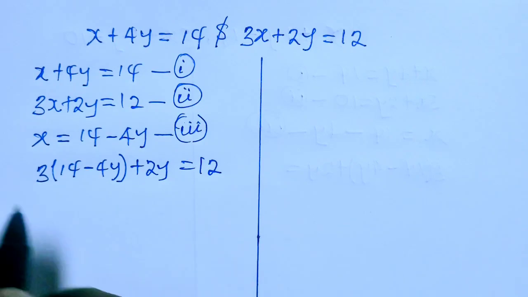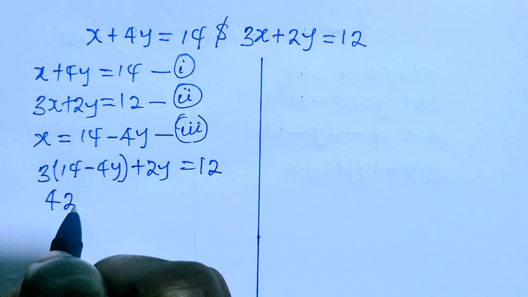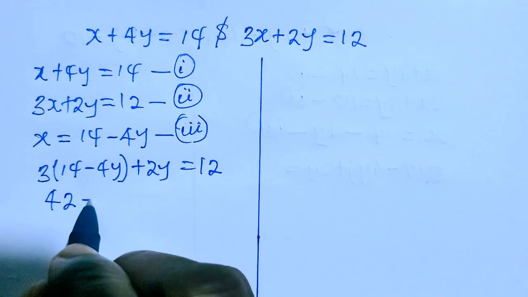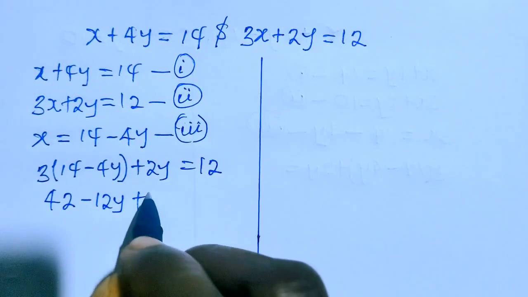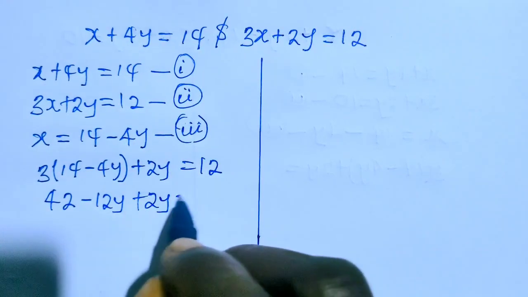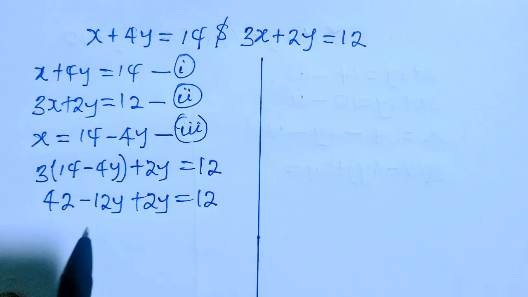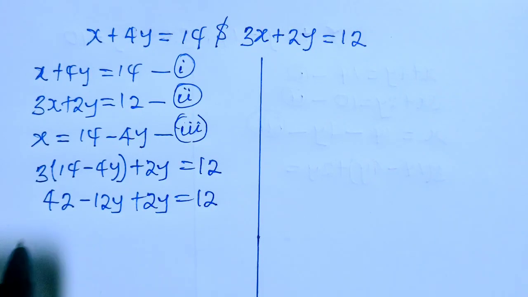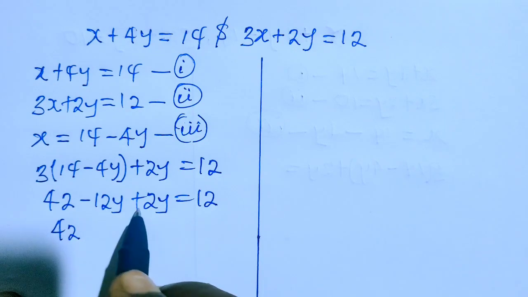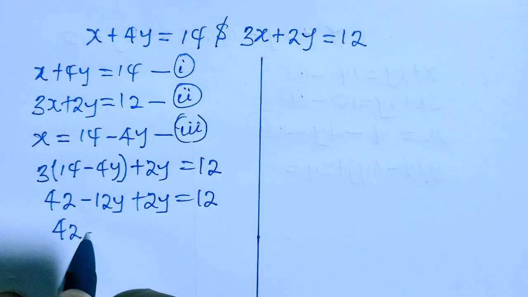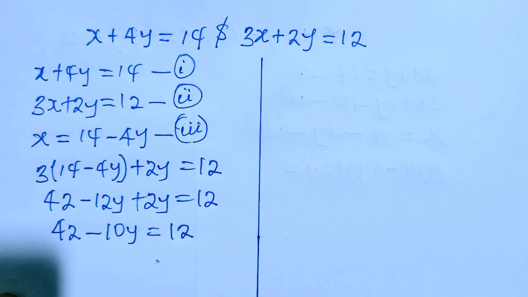And we are going to have here 3 times 14, that will give us 42. 3 times minus 4y, that will give us minus 12y. Then plus 2y equals 12. And at this point, we are going to combine like terms. We have here 42 minus 12y plus 2y, that will give us minus 10y equals 12.